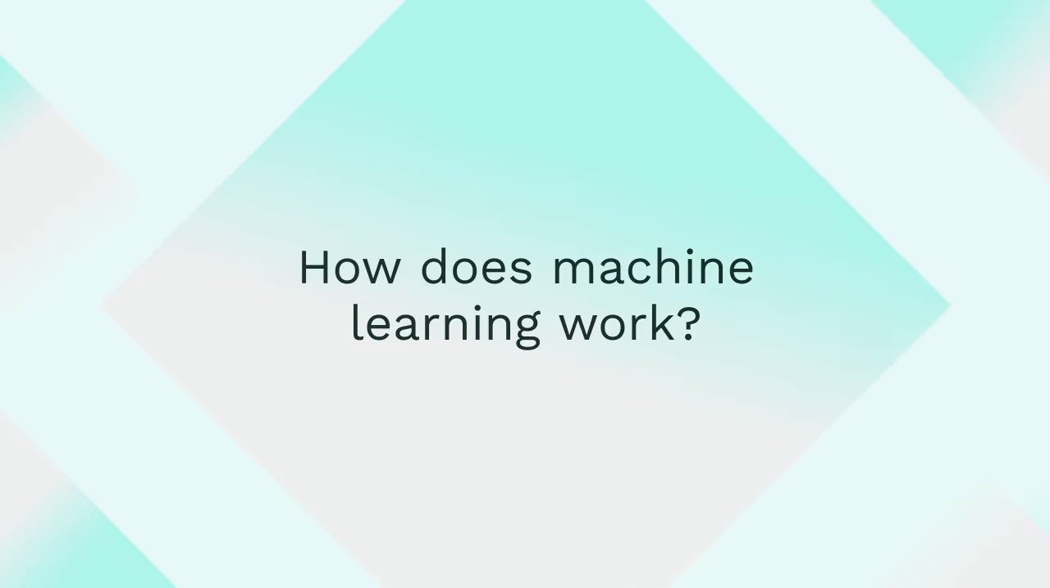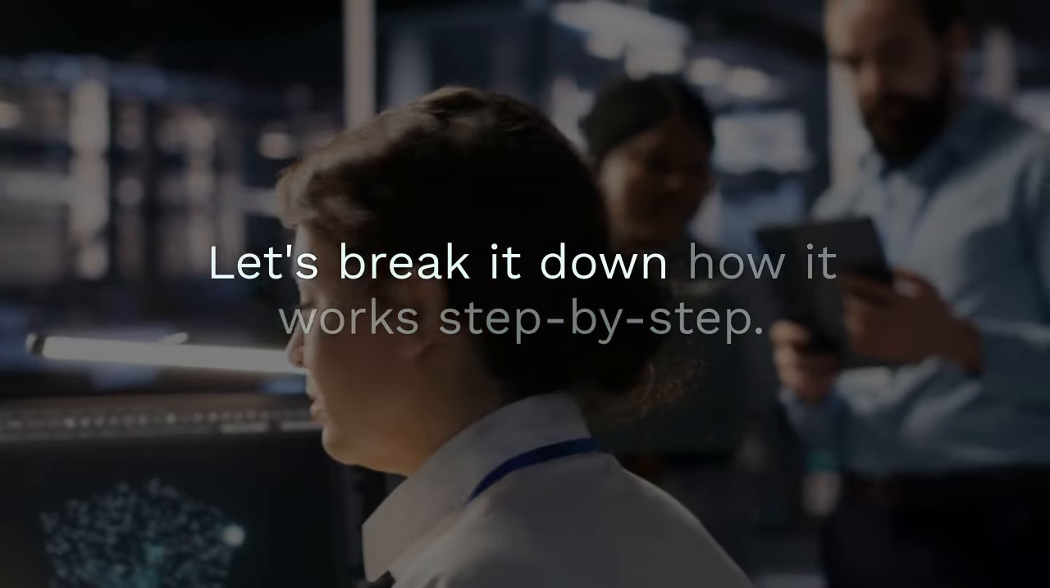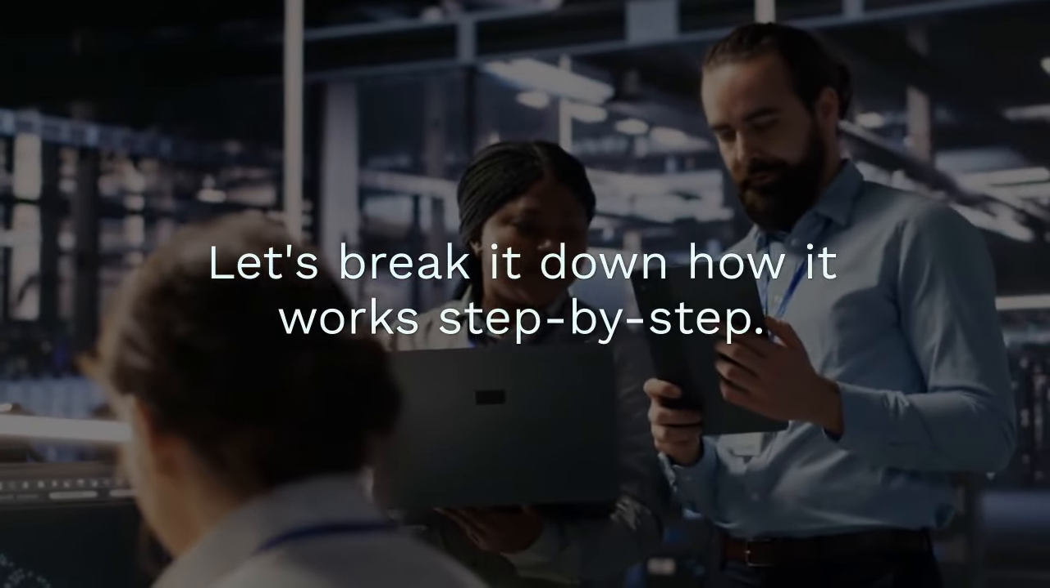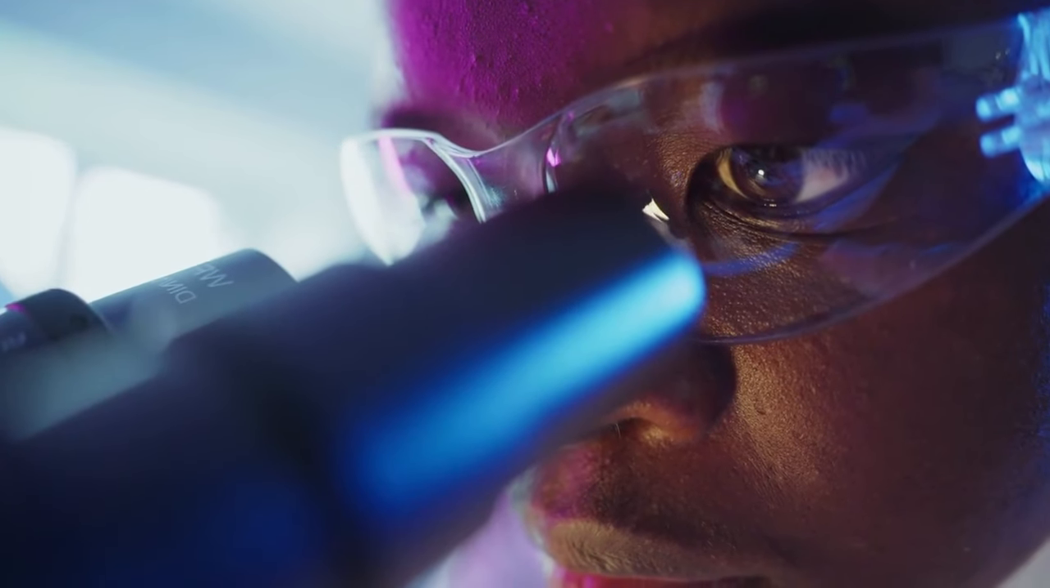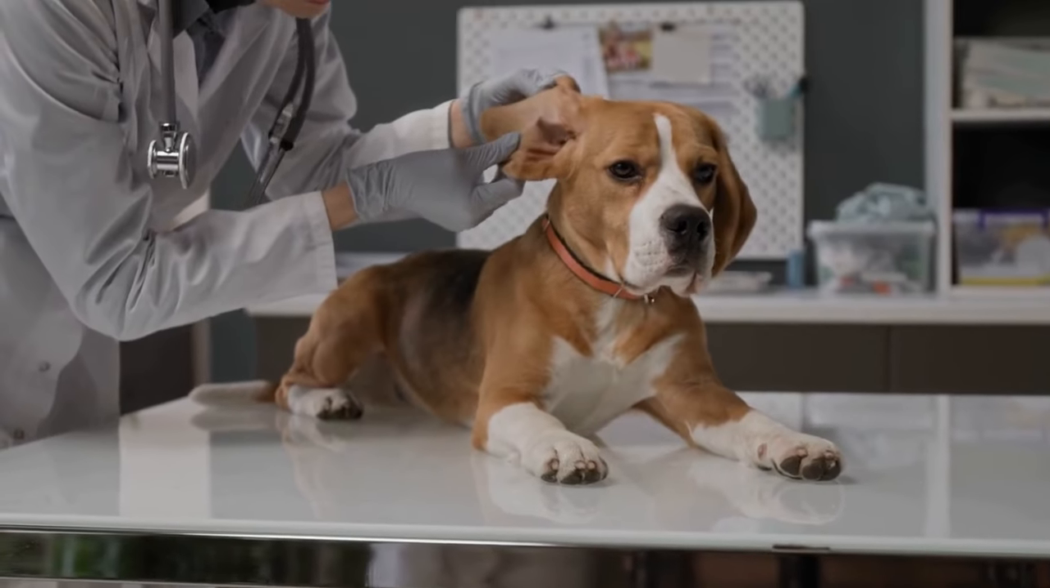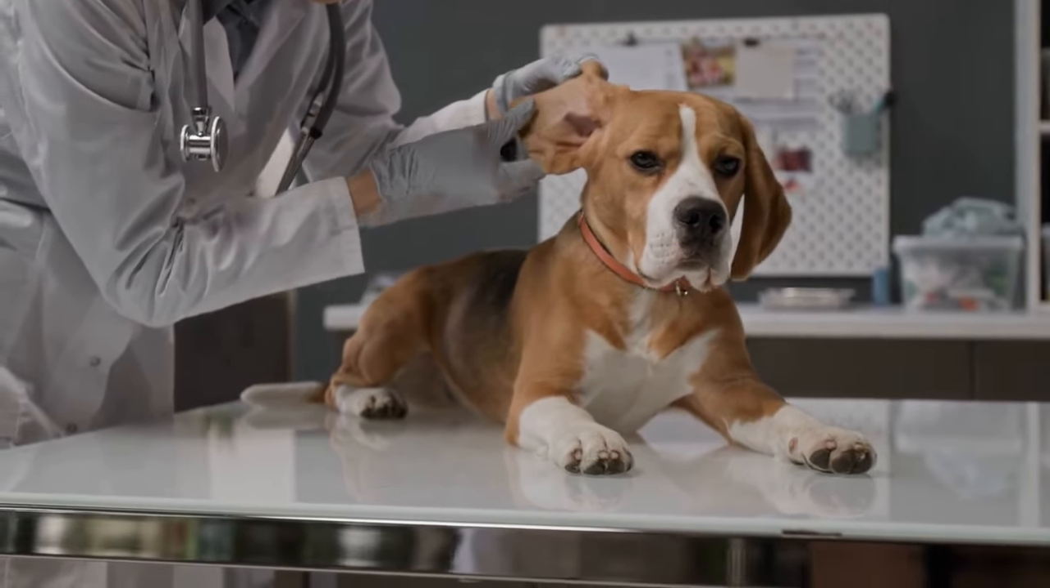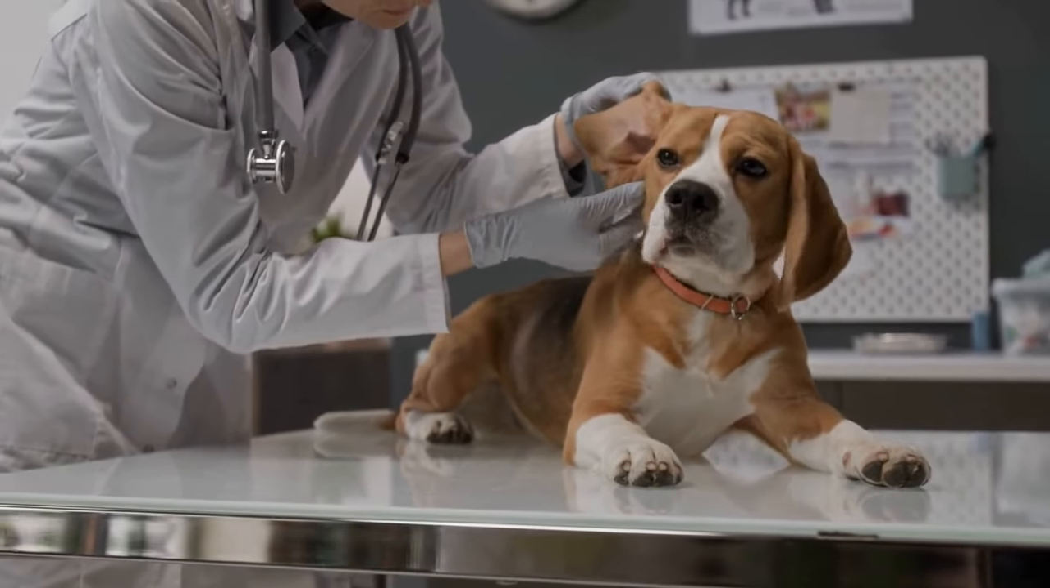So now the question is, how does machine learning work? Let's break down how it works step by step. The first thing is data collection. You gather a lot of examples, could be text, images, voice recordings, anything. Garbage in, garbage out. If the data is bad, the model is blind.